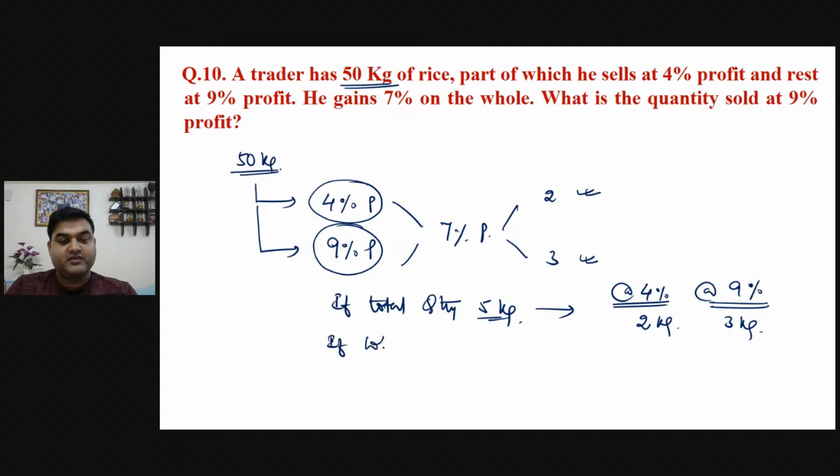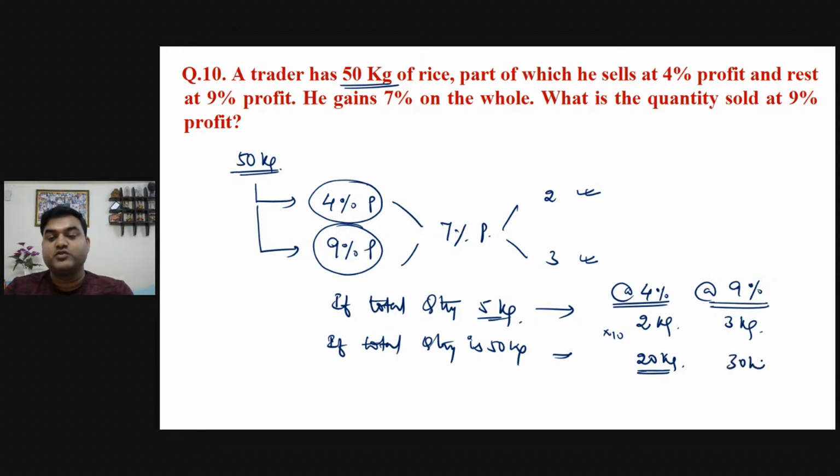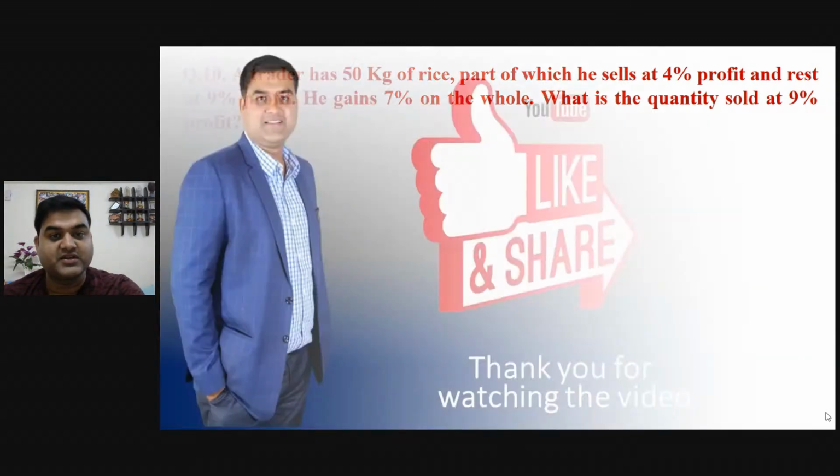If the total quantity is 50 kg, that means what? Multiply by 10. So this also has to be multiplied by 10. So at 4% profit he would have sold 20 kg, and the remaining 30 kg he would have sold at 9% profit. What they are asking is the quantity sold at 9%. 30 is the answer, 30 kg. Got it? No need of finding out the value and all. So that was all about different sums based on mixture and alligation.